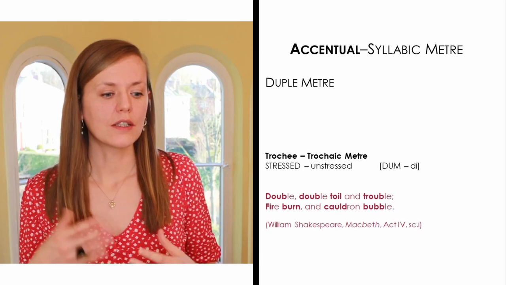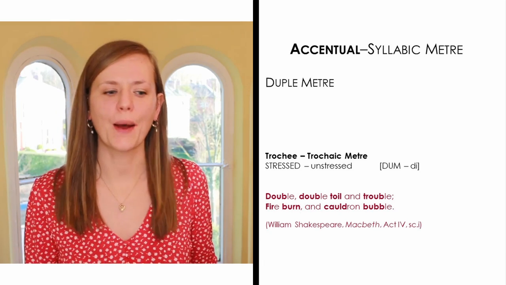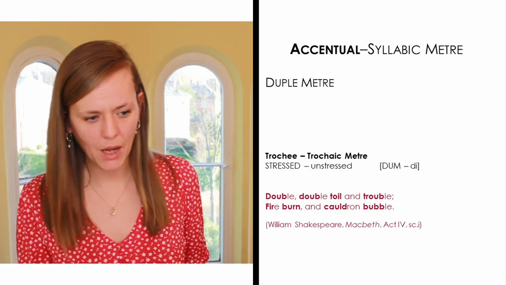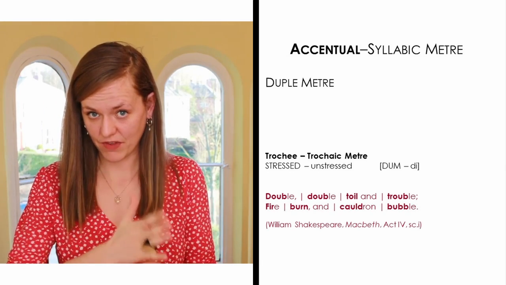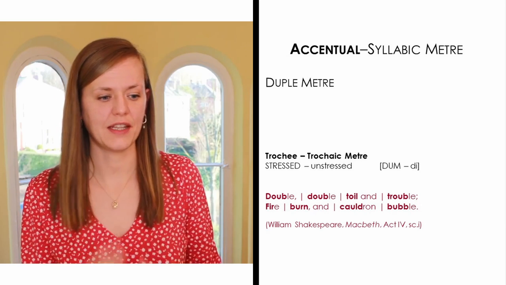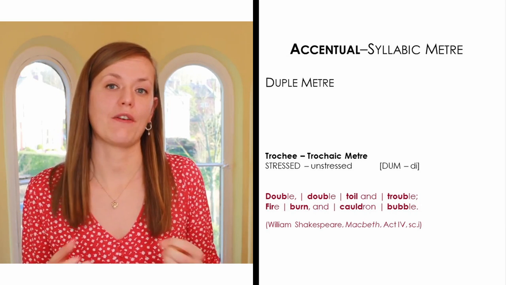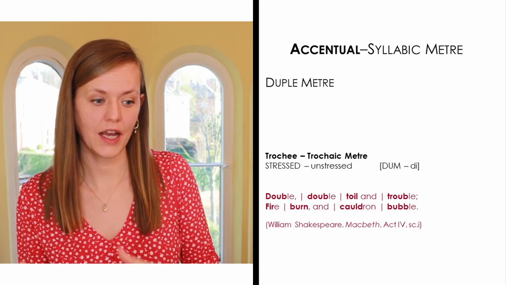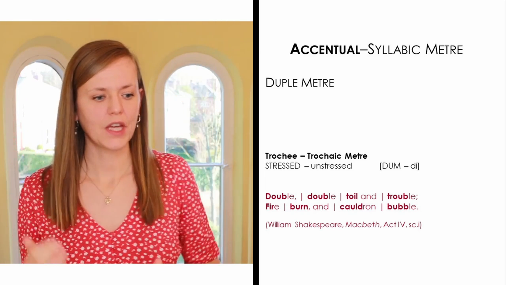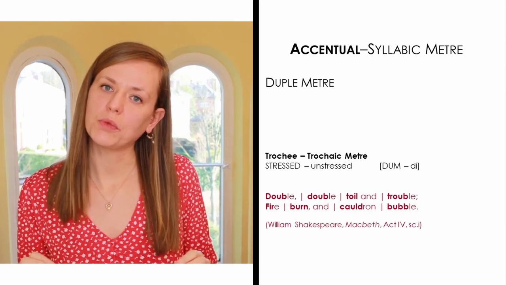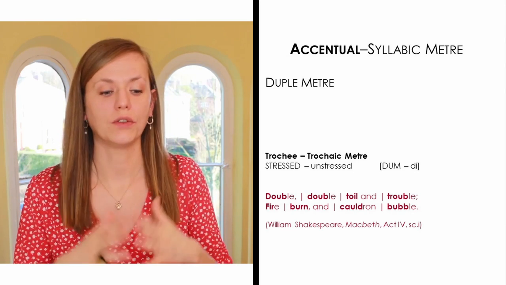So: double, double, toil and trouble, fire burn and cauldron bubble. That is trochaic. So it's got the emphasis at the beginning of each metrical foot, and it's tetrameter. It's tetrameter because there are 8 syllables in the line: double, double, toil, and trouble. It's in duple meter, so it's disyllabic. So 8 divided by 2, 4 metrical feet.